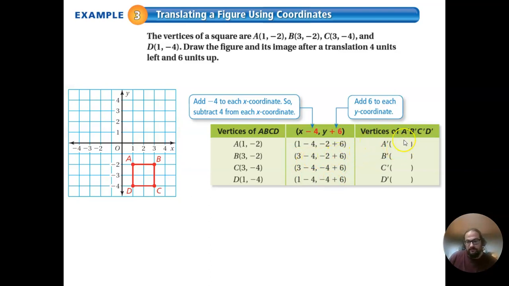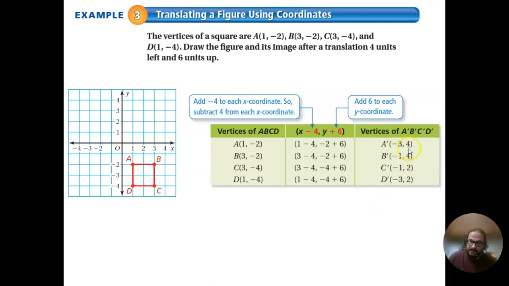So our new vertices, A prime, B prime, C prime, and D prime, are: 1 minus 4 is -3, that's the new X value. -2 plus 6 is 4, that's the Y value. And we do that for each one. For B, 3 minus 4 is -1, so that's our X value. -2 plus 6 is 4, that's our Y value. The same thing for C, 3 minus 4 is -1. -4 plus 6 is 2, so there's our Y value. So you can see how that works.